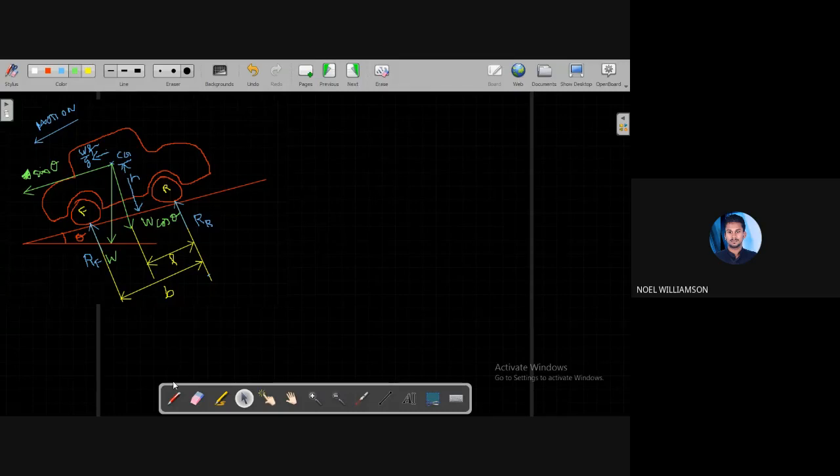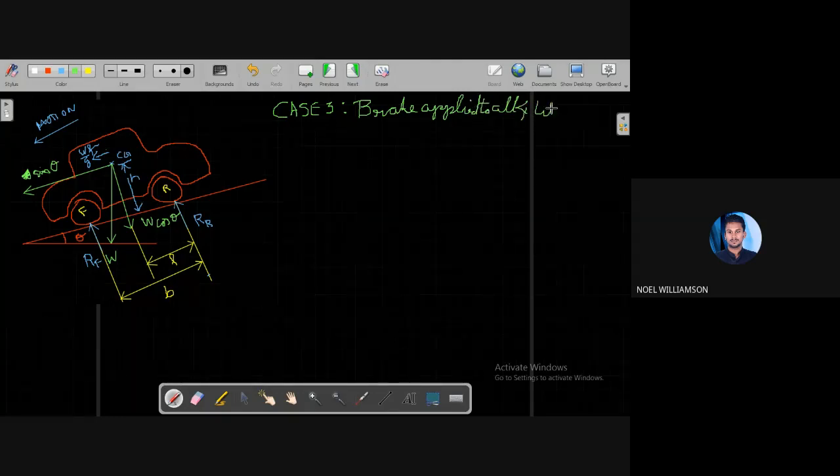Third case, where the brake is applied to all the four wheels. That means two at the front and two at the rear. Brake applied to all four wheels.